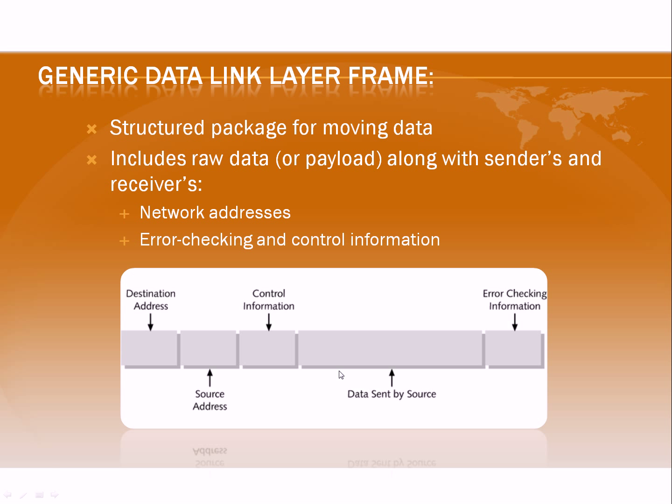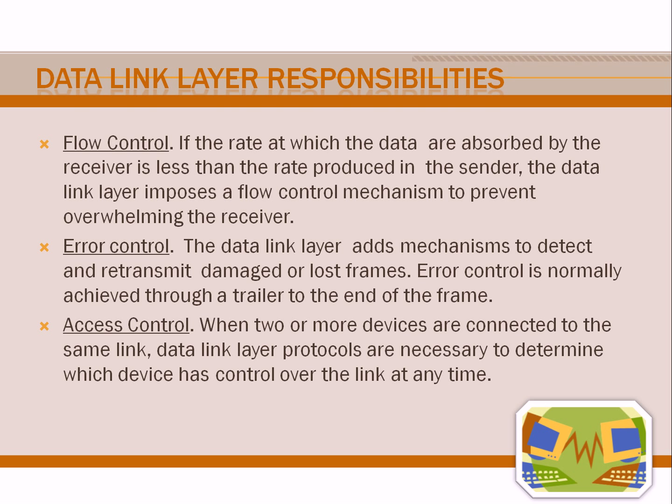It includes the raw data or payload, the zeros and ones, along with the sender and receiver's network addresses and error checking and control information. When we talk about control information, there are 3 types of controls: flow, error, and access. Flow control: if the rate at which the data is being absorbed by the receiver is less than the rate produced in the sender, the data link layer imposes a flow control mechanism to prevent overwhelming the receiver.